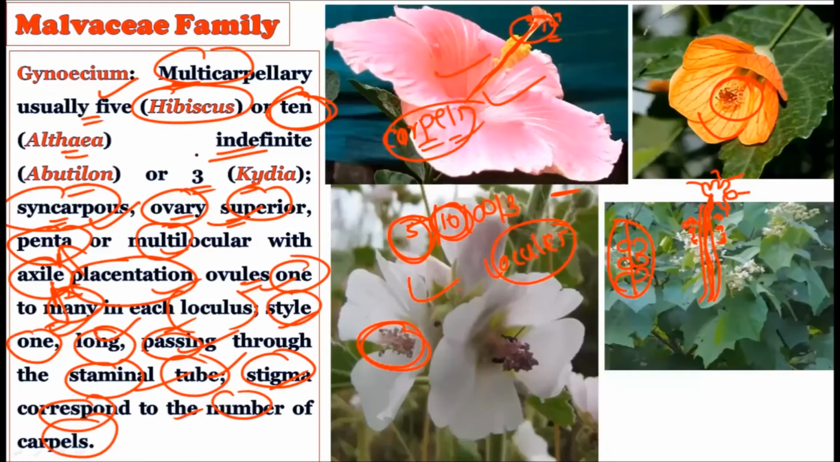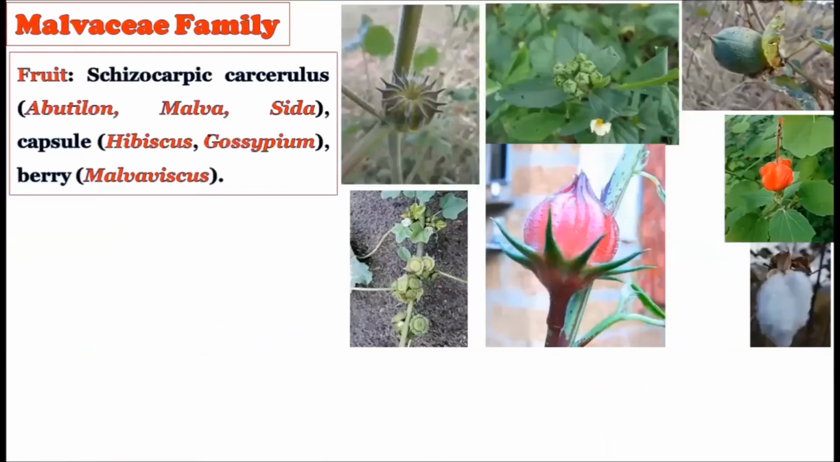Now let us consider the fruit. Okay, how the fruits are there in the Malvaceae family. See, the fruits are schizocarpic, cercicorulus. Okay, it is a type of fruit. It is actually a schizocarpic type of fruit which is found in abutilon, malva, and sida. Okay, observe this fruit. This type of fruit is called the schizocarpic cercicorulus type of fruit. Okay, and these species show a very unique kind of fruit, and this unique kind of fruit is actually the characteristic feature of the Malvaceae family.